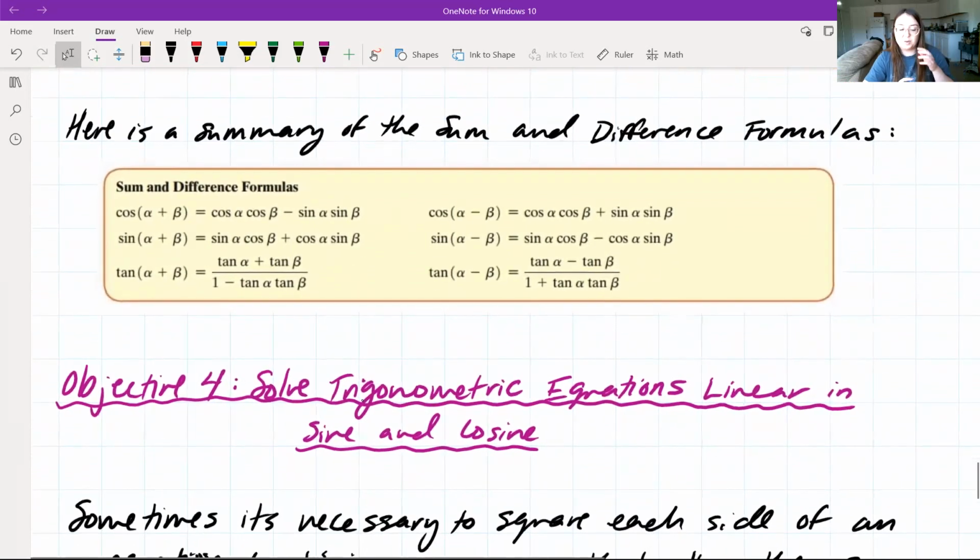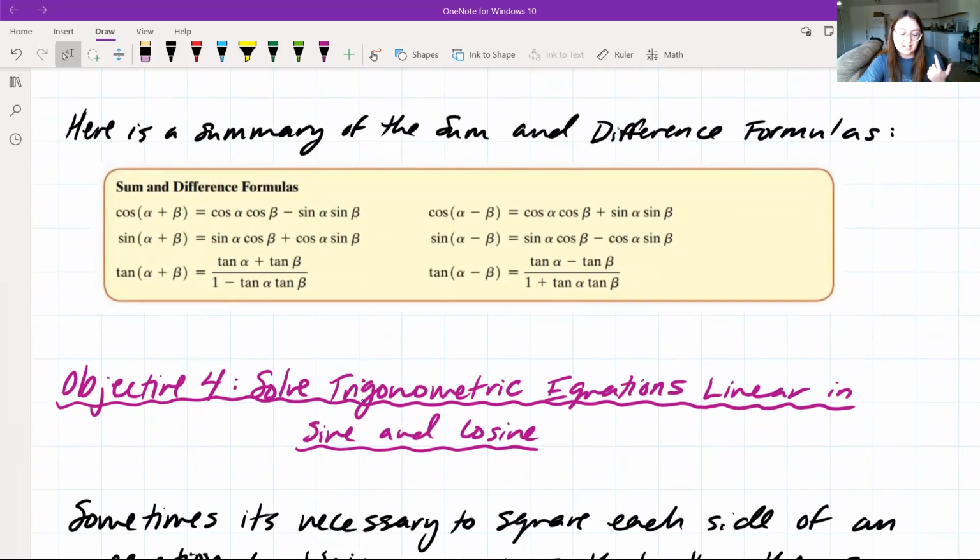So all right, let's just review a quick summary of our sum and difference formulas. So we have our cosine formulas, our sine formulas, and our tangent formulas, where cosine of alpha plus beta was cosine of alpha times cosine of beta minus sine of alpha times sine of beta. Cosine of alpha minus beta was cosine of alpha times cosine of beta plus sine of alpha times sine of beta. Sine of alpha plus beta was sine of alpha times cosine of beta plus cosine of alpha times sine of beta.